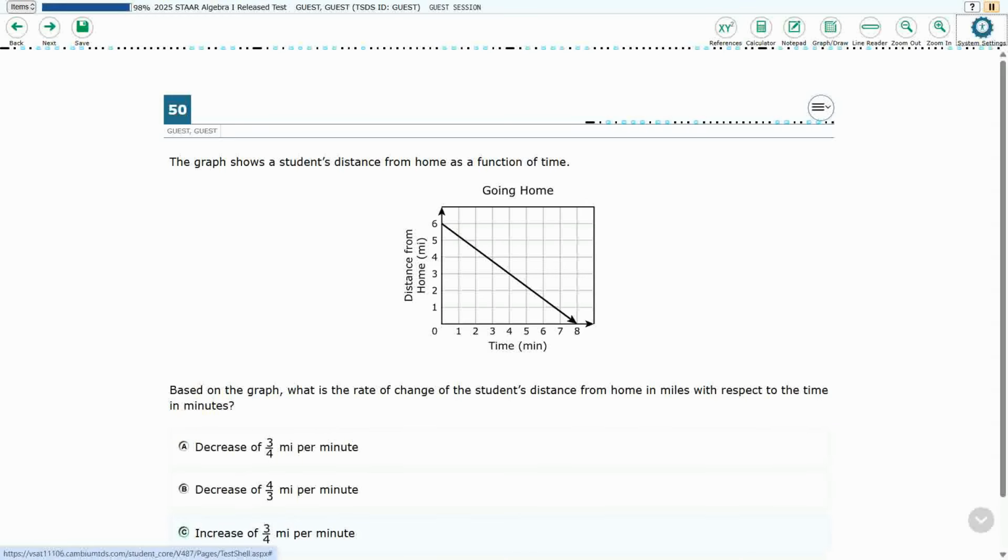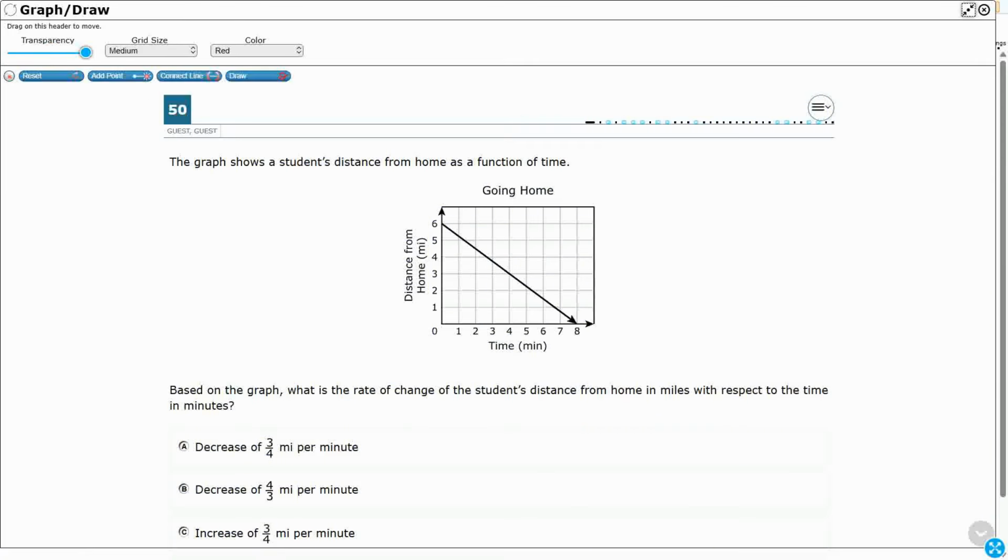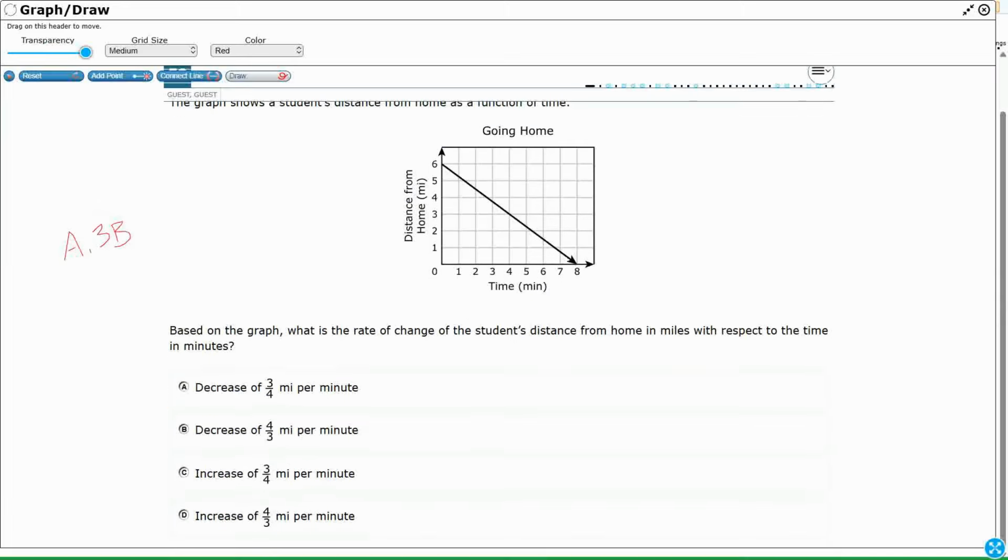Finally, number 50 is our final problem. This is A.3b. We're looking at rate of change. And so we have the graph of a student's distance from home, and we're looking at what is the rate of change of the student's distance from home. Look at this, distance from home in miles, y, with respect to time in minutes, x, y over x. So we're looking for our change in y over change in x. We're looking for our slope, right? We're looking for rate of change.